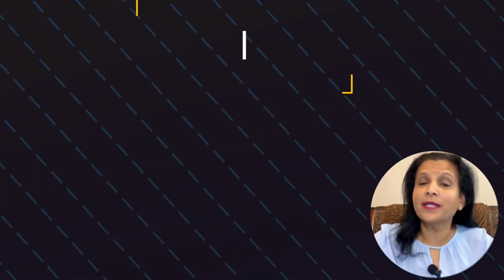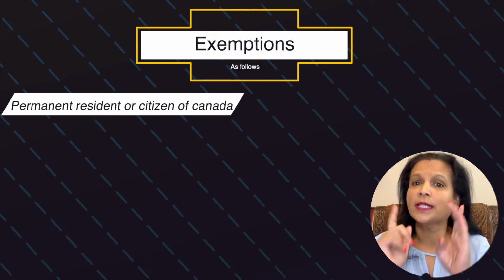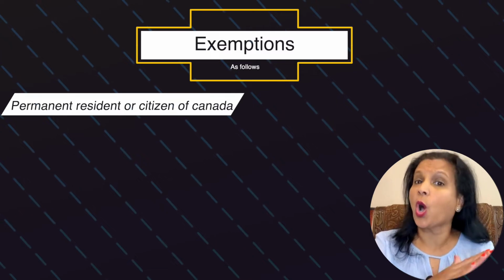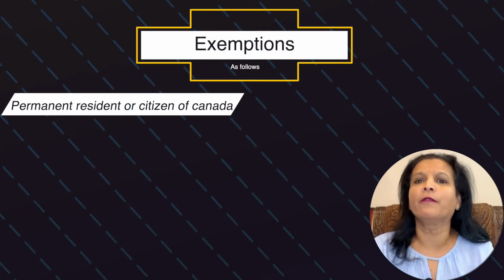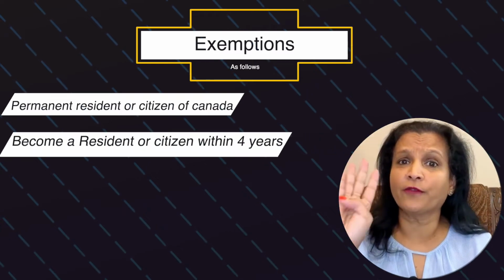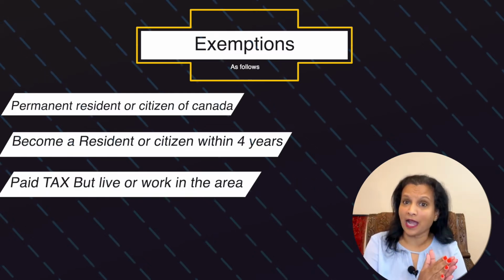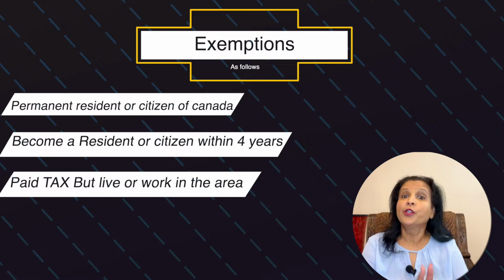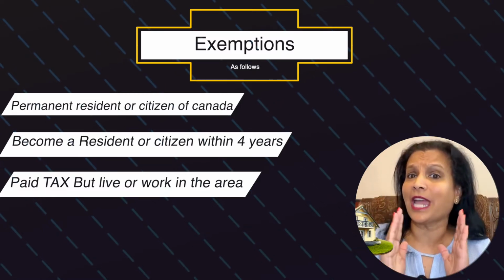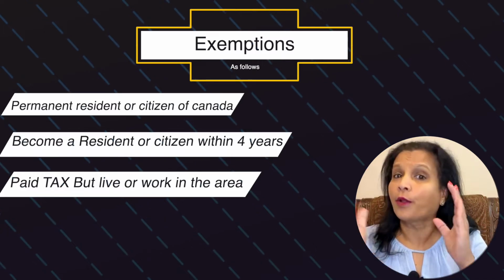Some of the exemptions are as follows. Tax does not apply if you are a permanent resident or citizen of Canada. If you pay the tax but later become a permanent resident or citizen, you may be eligible for a rebate of what you paid. You must become a citizen within 4 years for this rebate to apply. If you pay the tax but live or work in the area, you can apply for a rebate. You must have worked for at least 1 continuous year from the date of your property acquisition with a valid work permit or visa to be eligible for a rebate.